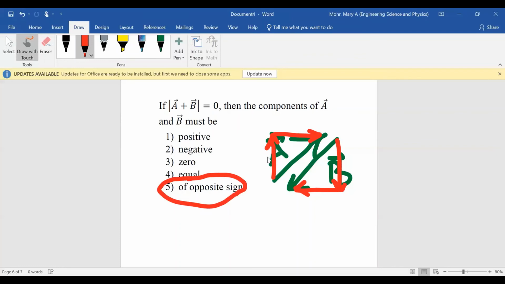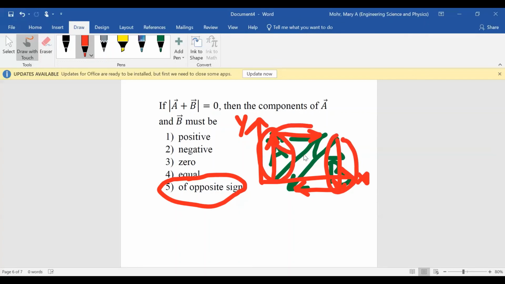So the sign of the y component, if this is the positive y direction, and this is the positive x direction, then this would be positive for the y component, this would be negative for the y component, this would be positive for the x component, this would be negative for the x component. So they would have to have the same absolute value but opposite sign in order to add up to 0.